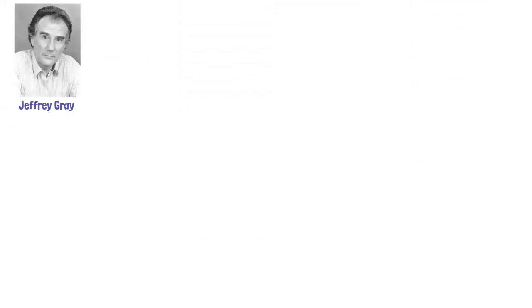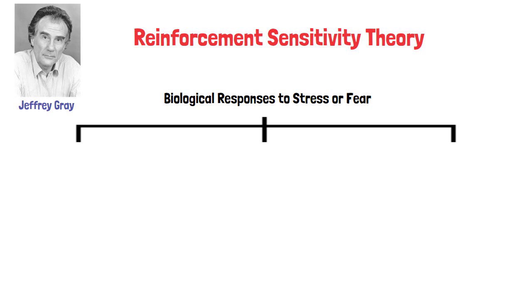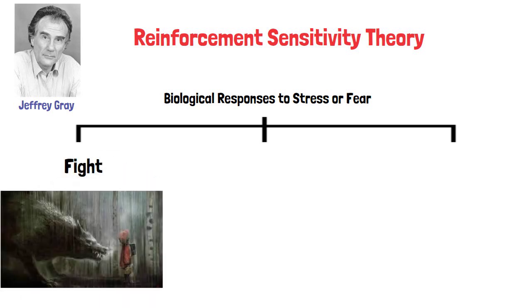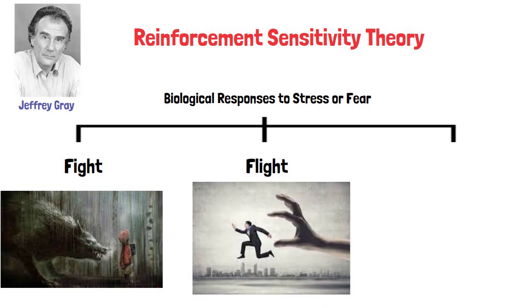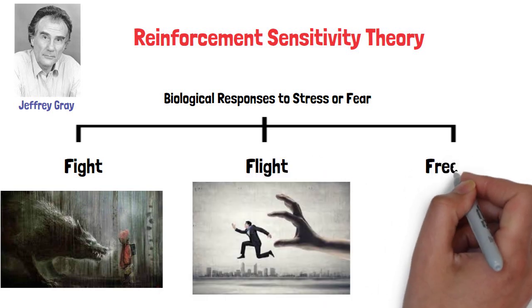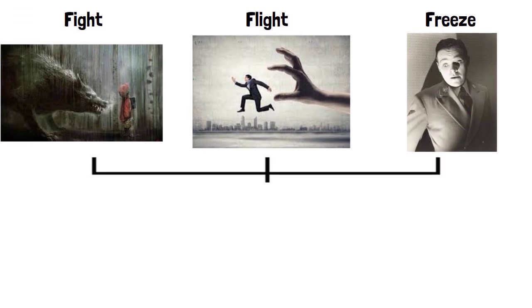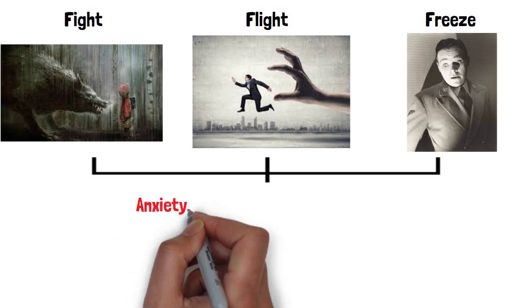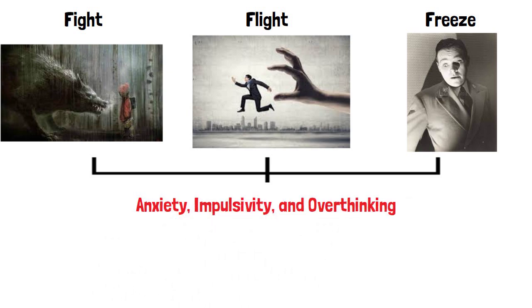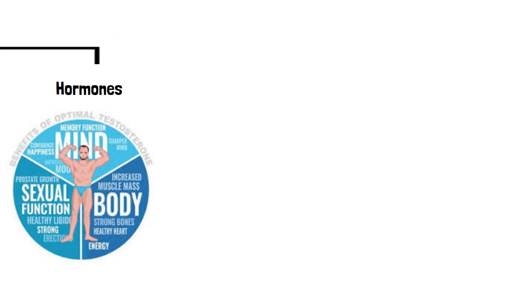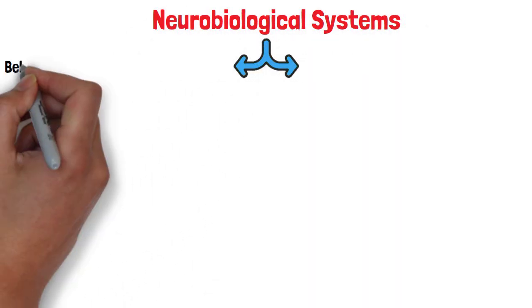Jeffrey Gray's reinforcement sensitivity theory explains how individuals biologically respond to stress or fear through three main mechanisms: fight, facing challenges or threats head-on; flight, escaping from stressful situations; freeze, becoming immobilized when confronted with danger. These responses are linked to personality traits such as anxiety, impulsivity, and overthinking. Gray also introduced two neurobiological systems tied to personality.